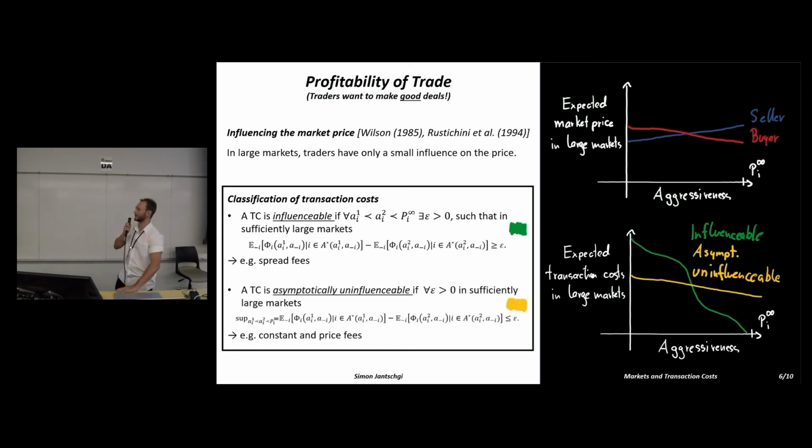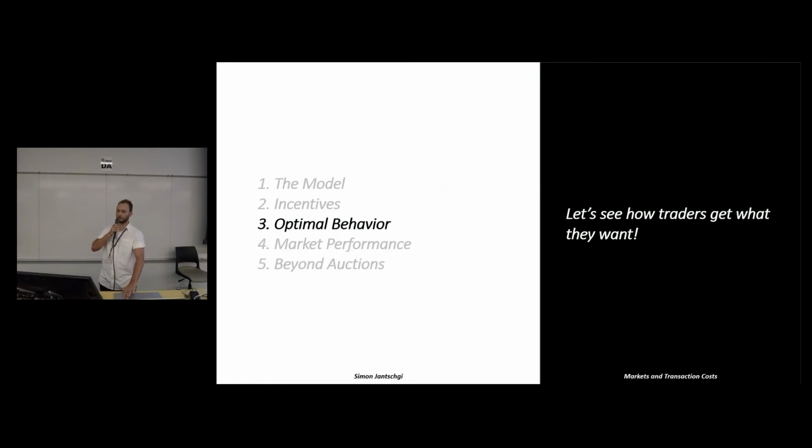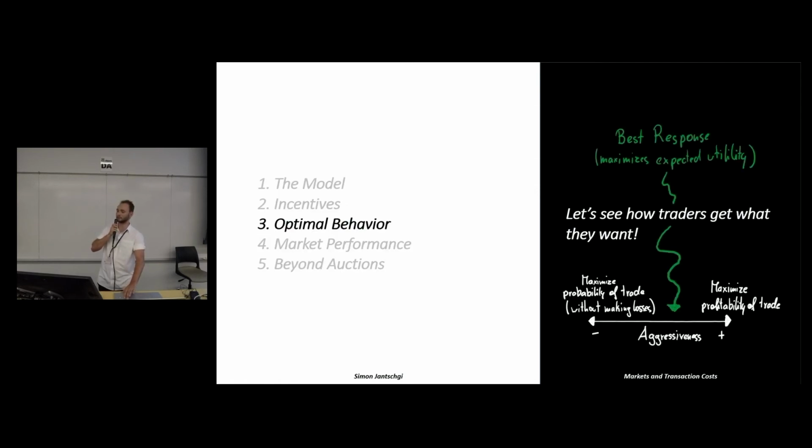And the second one is an asymptotically uninfluenceable fee. Those are price or constant fees. Well, constant fees are just by nature uninfluenceable. And by the statement above, you cannot influence the market price, so you can also not influence a price fee anymore. So now coming to the optimal behavior, and I need to speed up a little bit.